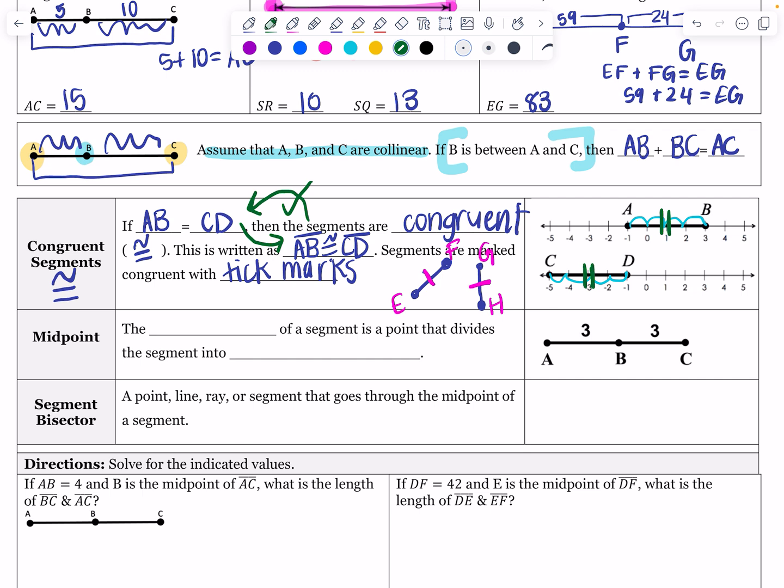So AB would be congruent to CD, and their lengths would be equal.